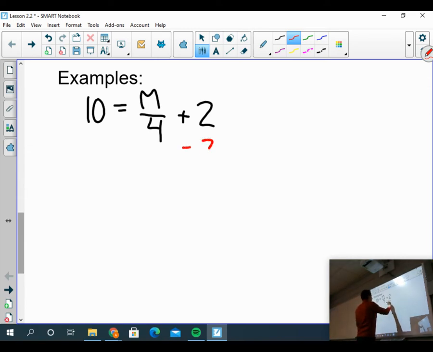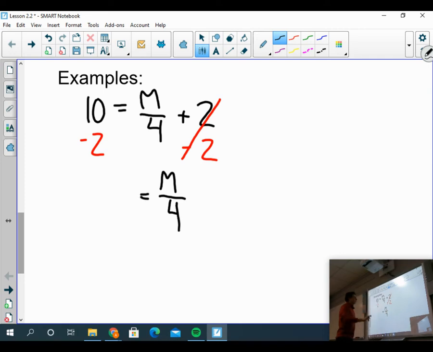Well, I have this plus 2. I no longer want the plus 2 there because I want to get m by itself. The opposite of adding 2 is subtracting 2. Again, those will zero out, leaving me on the right side with just m divided by 4. But you saw, once I do it to one side, I must do it to the other. 10 minus 2 is 8. And therefore, we have removed the 2 from the right side and moved it to the left-hand side in the form of a negative 2. If it's a positive 2 on the right-hand side, it would be a negative 2 on the left-hand side to keep the equation balanced.